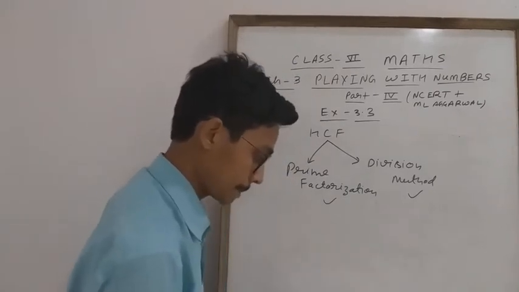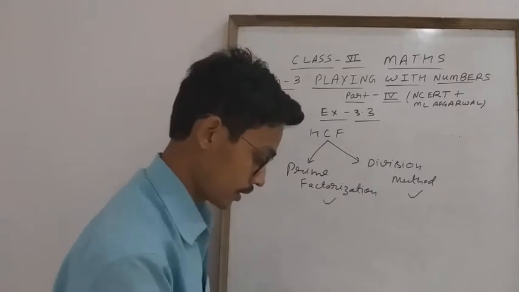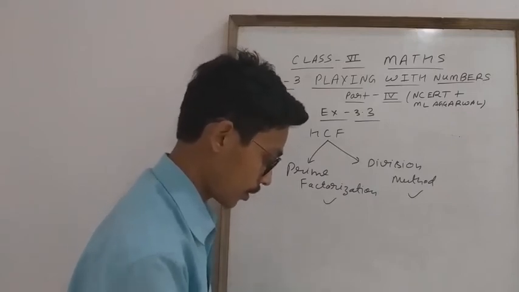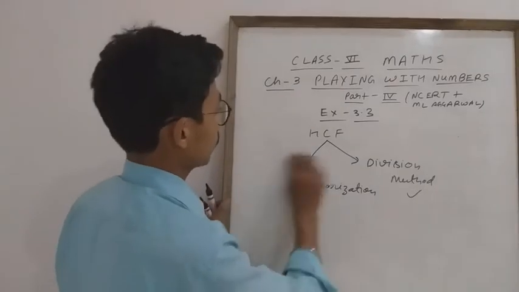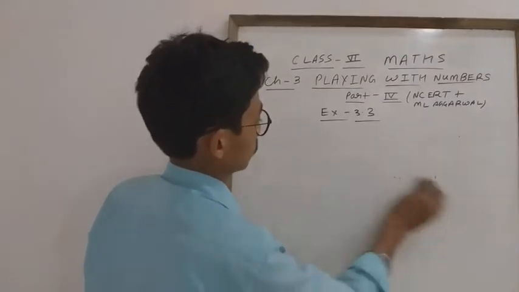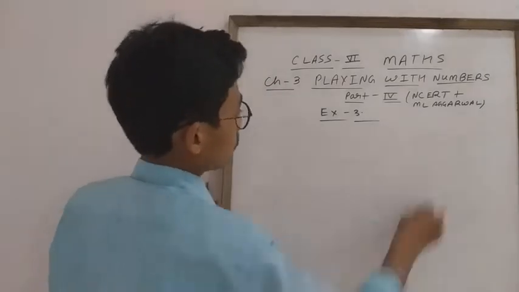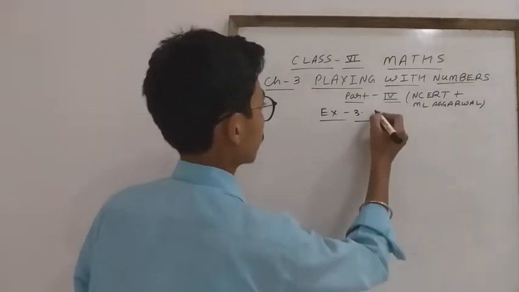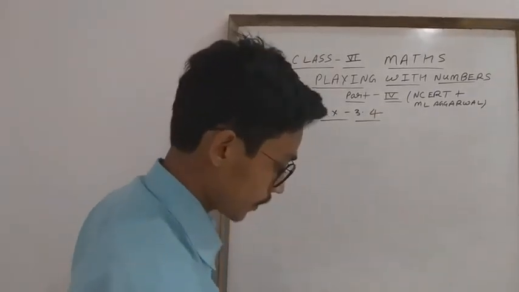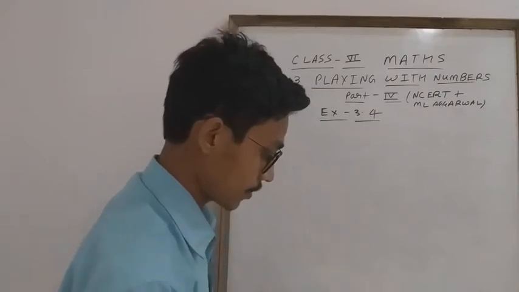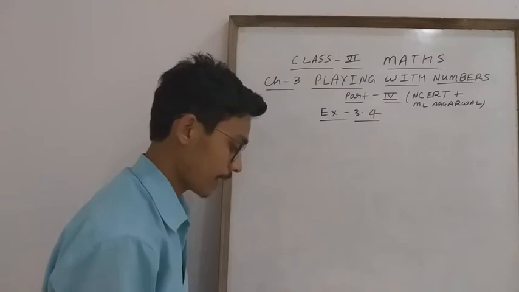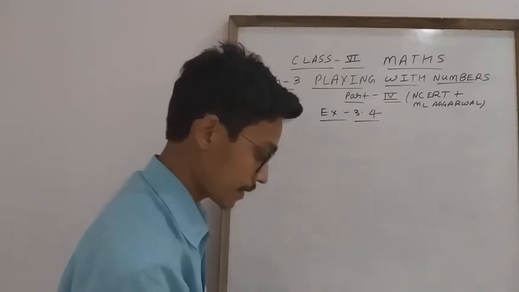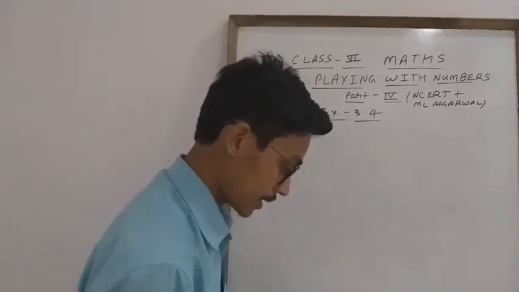3.3 is done. Now come to 3.4. Let's discuss some questions from 3.4. It is given: first find the HCF of the given numbers by the prime factorization method. Now see, students, HCF with the help of prime factorization I have explained many times. Again, the division method is given.